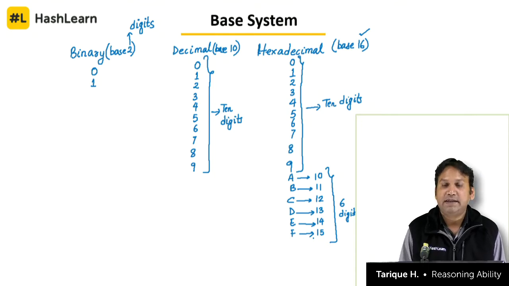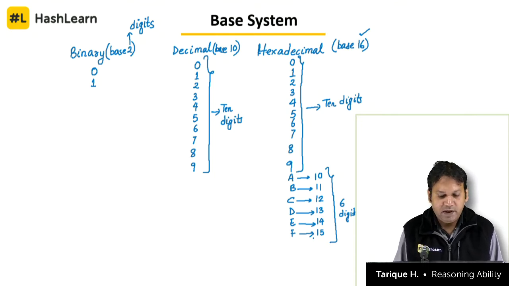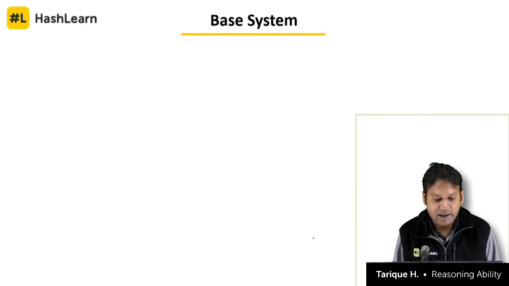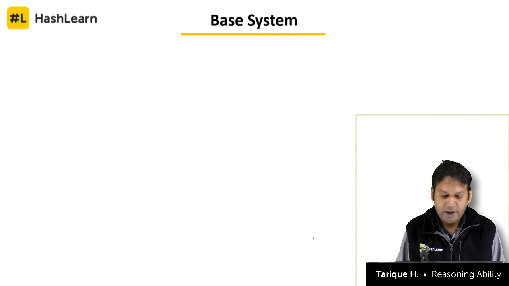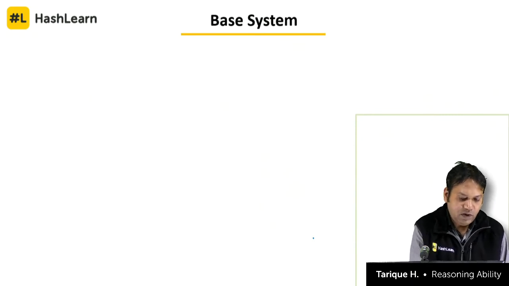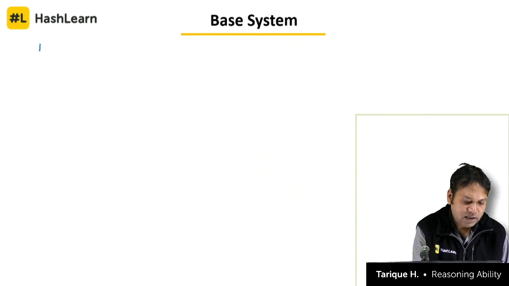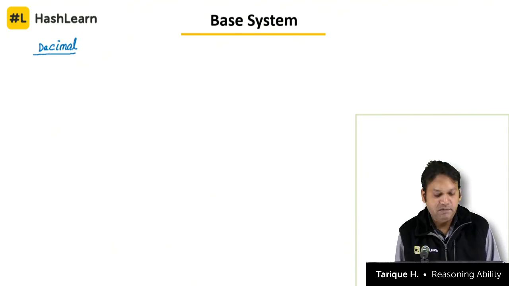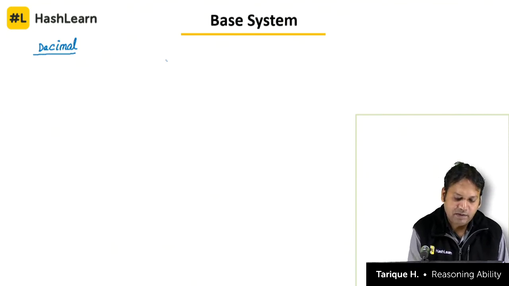That is about our base system. Now how do these base systems work? What is the concept of converting from one base to another, and how does this doubling and all these concepts work? Let's try to understand. So we'll take the decimal base system and try to understand how this concept actually works in the decimal base system. We'll make it very simple.